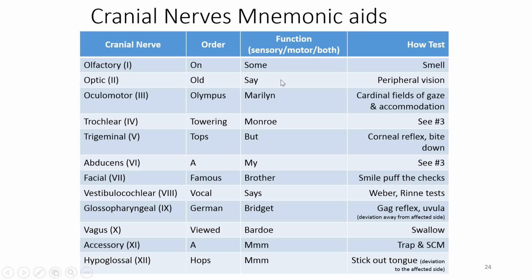And then this mnemonic over here tells you the function, so whether it's a sensory nerve, whether it's a motor nerve, or whether it's both. And that one is, "Some say Marilyn Monroe, but my brother says Bridget Bardot." So kind of a silly mnemonic, but if that helps you, then certainly remember that. That way you can remember if these are sensory, motor, or both.